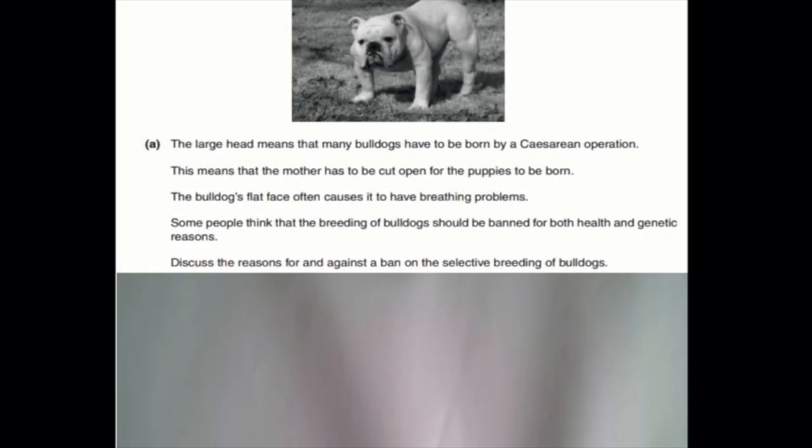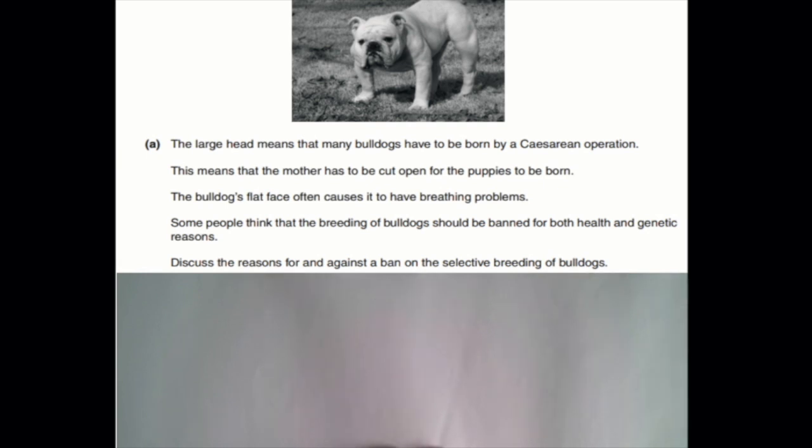Okay, good. So now let's have a little look at an exam question on this topic before coming back here for the end of the lesson. Okay, so this is a tough 6-mark question where it talks about selective breeding of a bulldog. It gives you a nice helpful picture of a bulldog, and it says that they often have to be born by a caesarean operation and that they often have breathing problems. And it goes on to say that some people think the breeding of bulldogs should be banned because of these health problems, and then to discuss these reasons for and against.